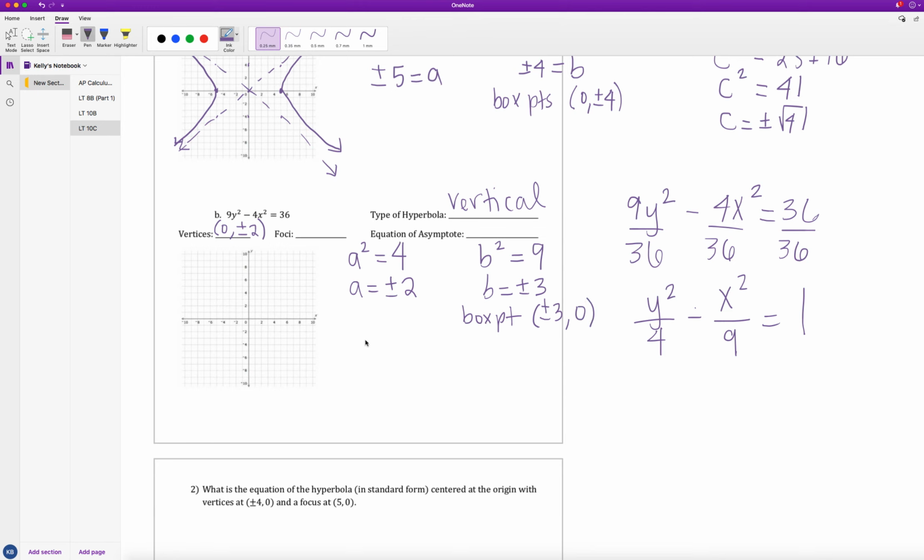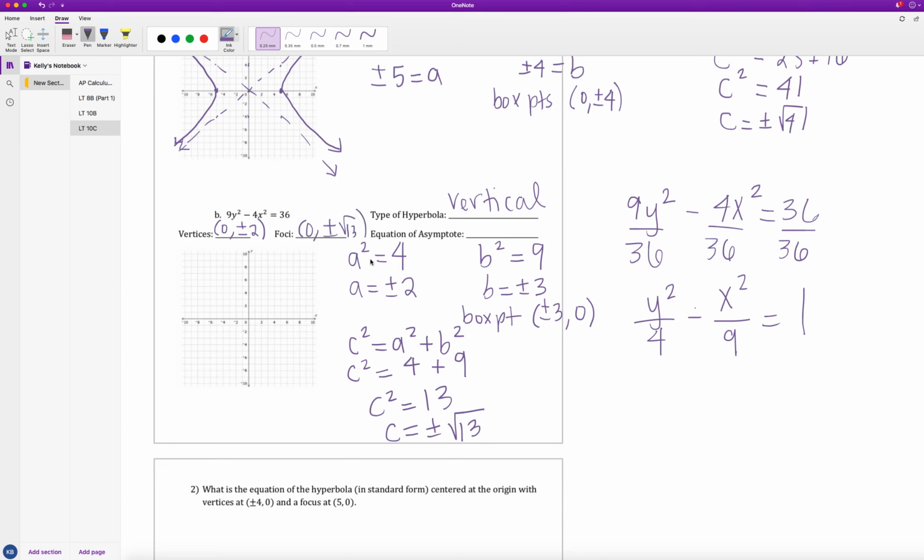From here, I can find my foci using that c squared equation. So c squared is equal to a squared plus b squared. Subbing stuff in, a squared was 4 plus b squared is 9, so we get that c squared is equal to 13. That tells me that c is equal to plus or minus the square root of 13. My foci are on the same axis as my vertices, so they are also going to be y-intercepts.